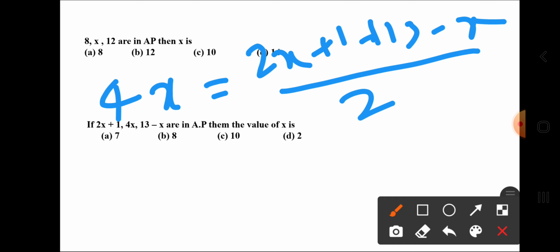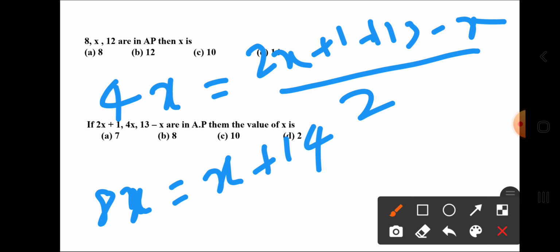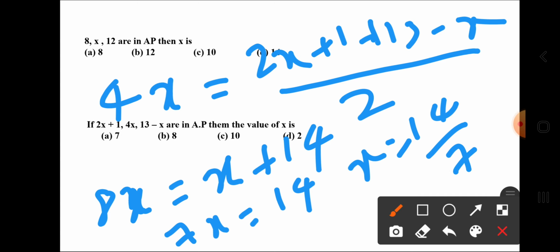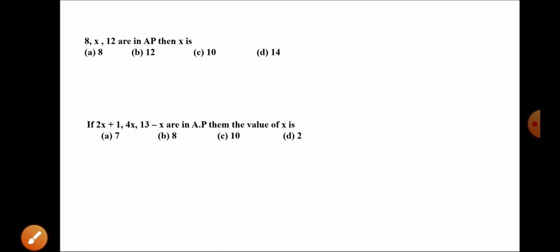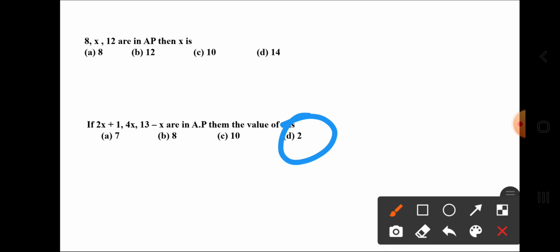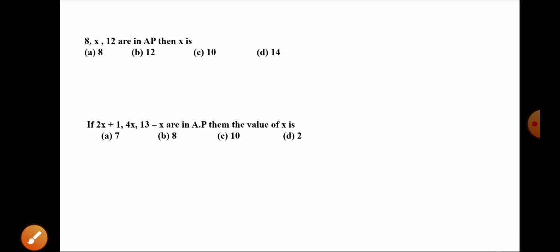So when you transfer the 2 to the left hand side, you get 4 into 2, 8x is equal to, then 2x minus x you will get x, and 13 plus 1 you get 14. So when you transfer x to the left hand side it becomes 7x. 7x is equal to 14, so x is equal to 14 by 7. Your answer is x is equal to 2. So this kind of example can be asked in the examination.